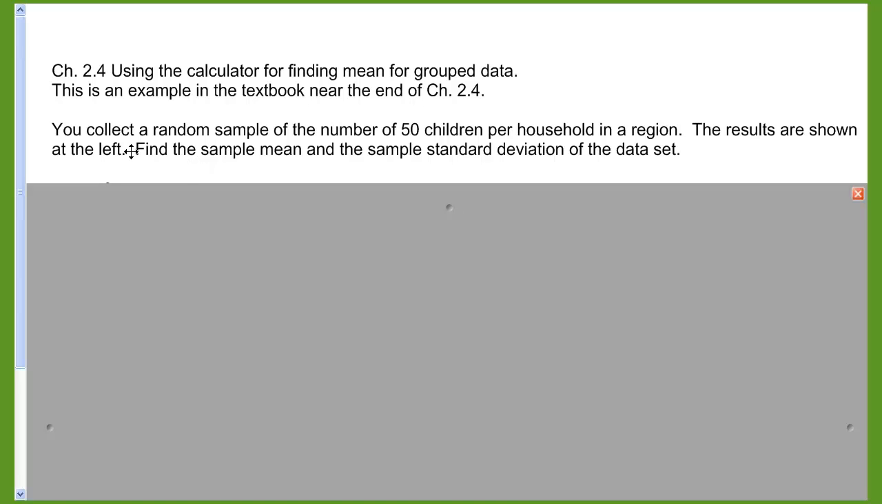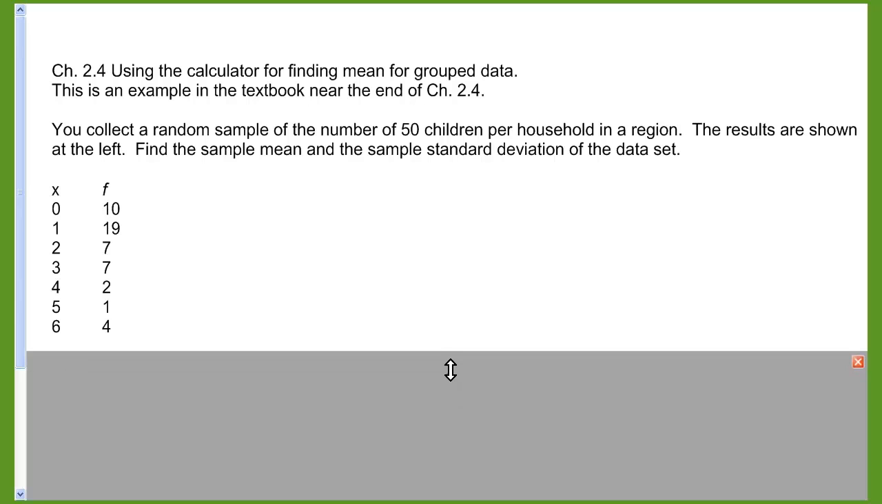What this says is you collect a random sample of the number of children per household in 50 households in a region. The results are shown at the left. Find the sample mean and the sample standard deviation of the data set. This came straight from the book. You'll see a table where they've told you how many of each child.